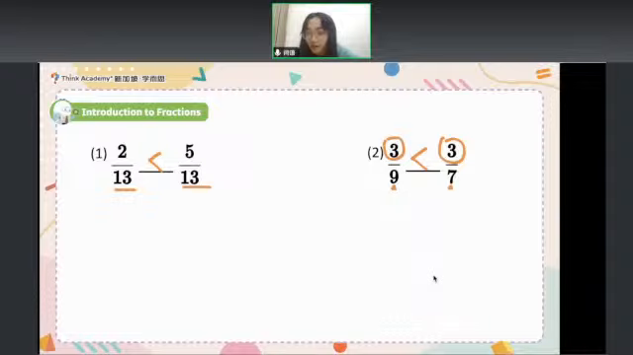So basically you need to understand the meaning of numerator and denominator. What is the meaning of numerator? That means how many parts you take. What is the meaning of the denominator? That is altogether how many equal parts there are. Okay?